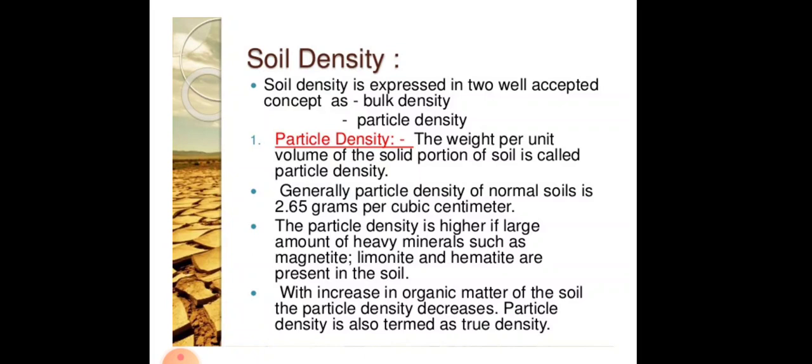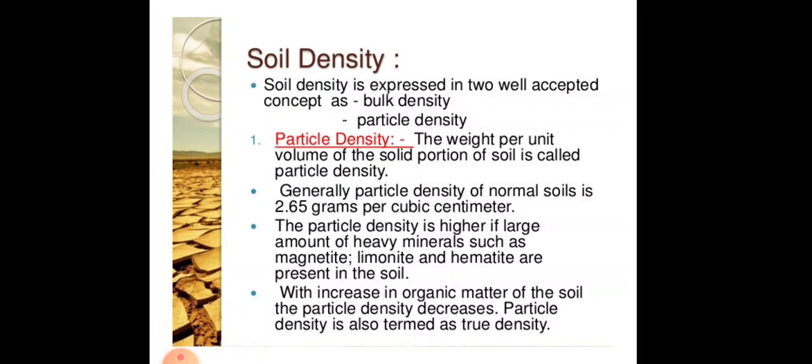The particle density is higher if a large amount of heavy minerals such as magnetite, limonite and hematite are present in the soil. Because these minerals are heavy in nature, if the soil consists of such heavy minerals in its structure, then the particle density of that soil is higher. So the black cotton soil consists of more magnetite and more hematite, and due to this reason the black soil has more particle density. With an increase in organic matter of the soil, the particle density decreases.